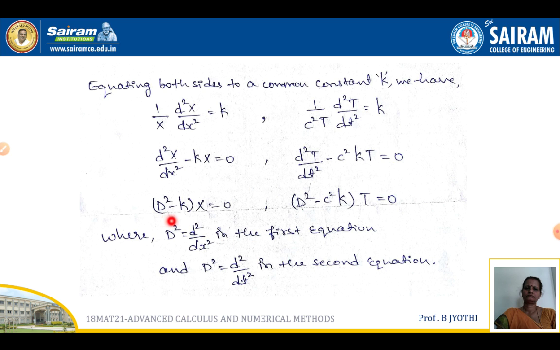If you take the auxiliary equation, (D² − k)X = 0 and (D² − c² k)T = 0, where D² is d²/dx² in the first equation and D² is d²/dt² in the second equation. This is because the first is with respect to x and the second is with respect to t. Now this has become like an ordinary differential equation.